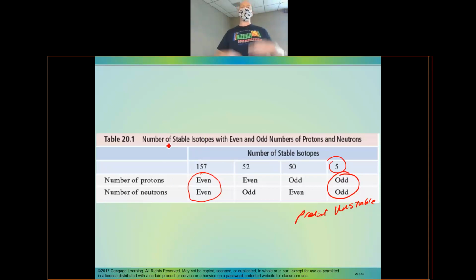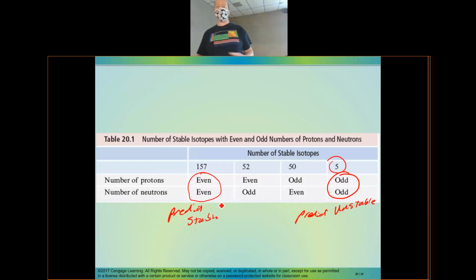Again, with even and even, you would predict this to be stable. With your even and your odd, you would predict it to be stable if that even number was one of your magic numbers.